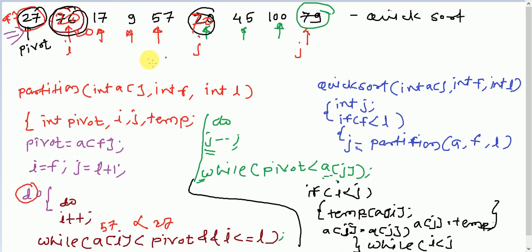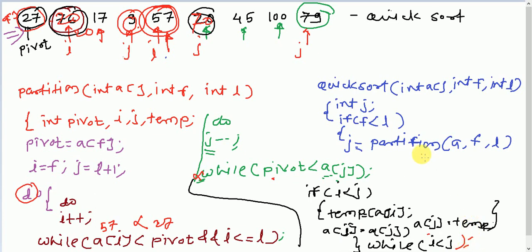This I is now at 57. Now j is at 70, j minus minus, j will come at 57. So A of j is greater than pivot, j minus minus, j will come at 9. Now A of j is not greater than pivot, this while loop will also break. Now j is pointing to 9, I is pointing to 57. Is my I less than j? No, I has gone beyond j, so this while loop will also break.